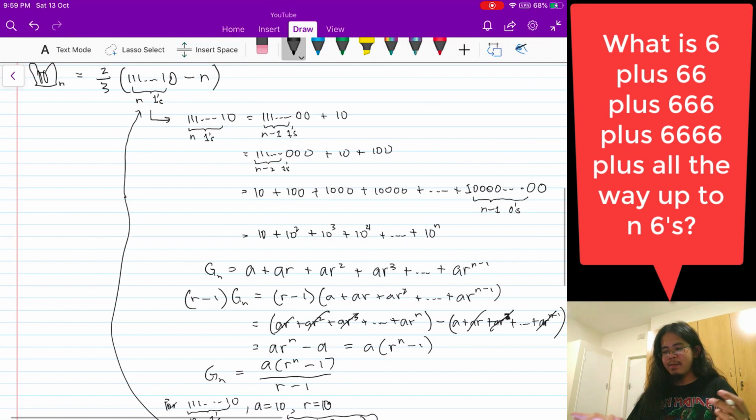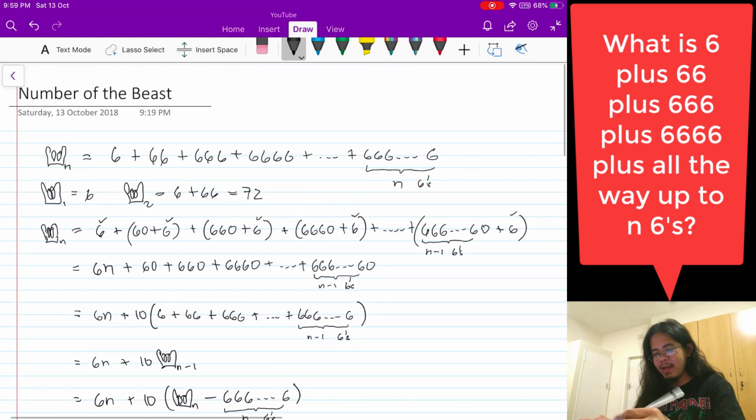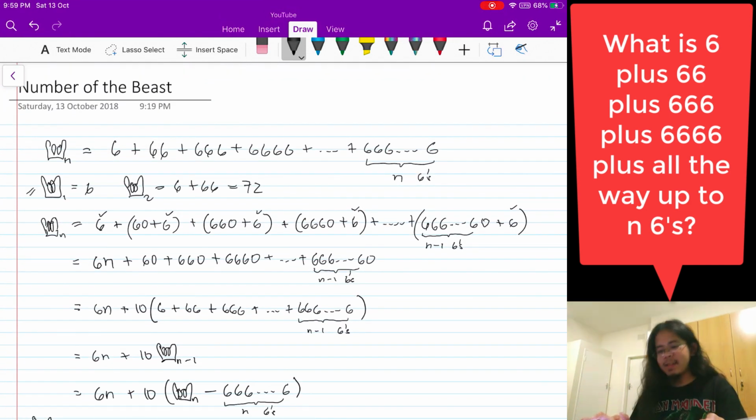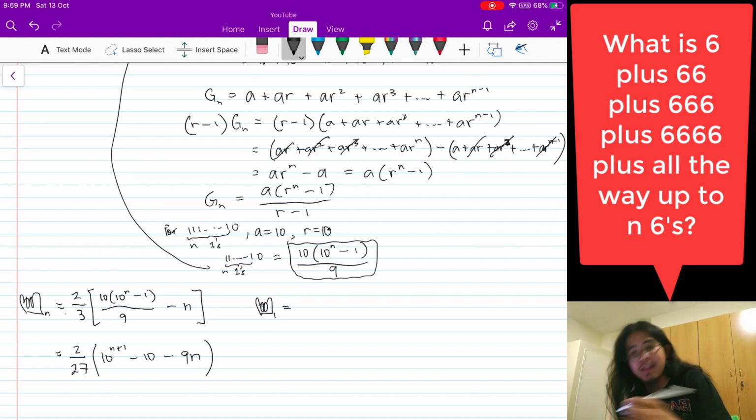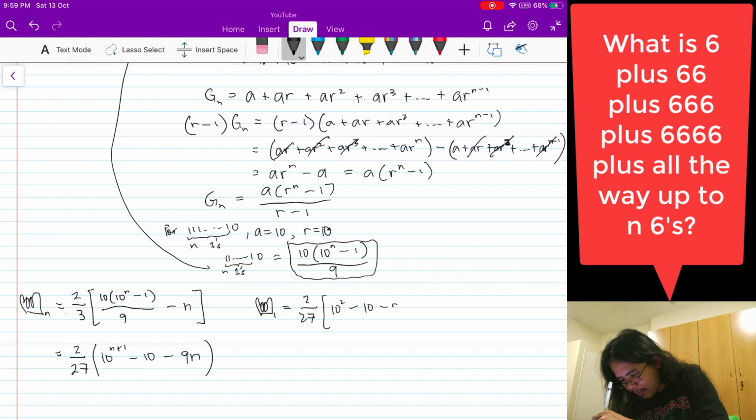Okay, we said that a while ago, right here. In our example, the metal of 1 is just adding the 6 with a single 6 in it, so it's just 6. So let's hope that this gives us 6. If not, then we're screwed. Okay, so we have 2 over 27. 10 to the n is 1, so 10 squared, which is 100, minus 10 minus 9.